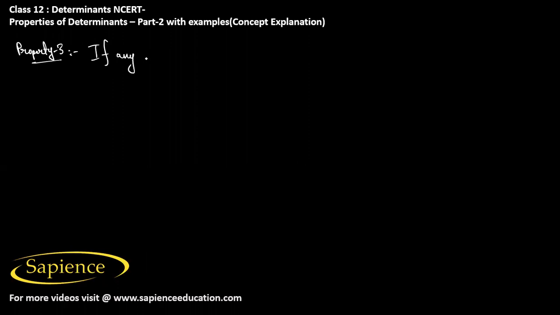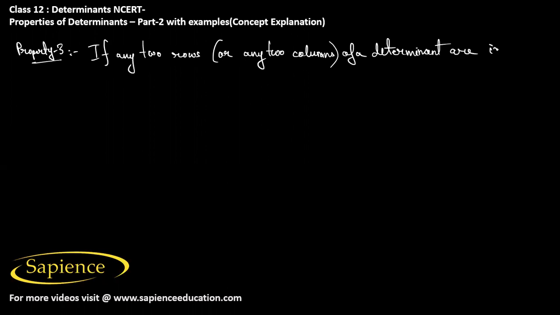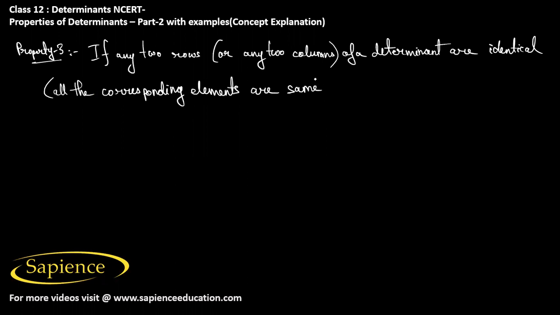So if any two rows or any two columns of a determinant are identical, it means what? That all the corresponding elements are the same, then the value of the determinant is 0.